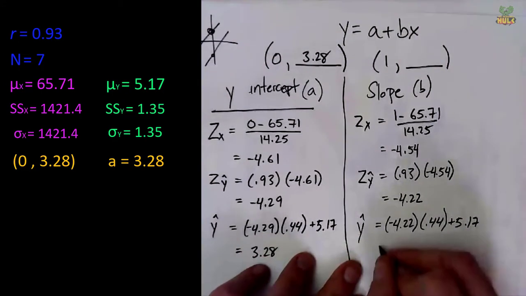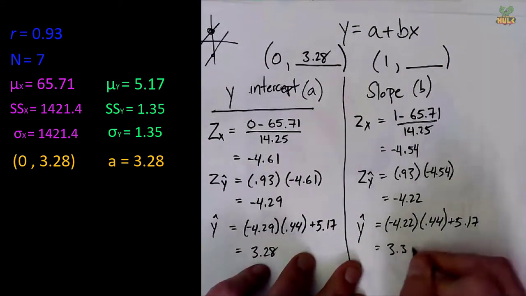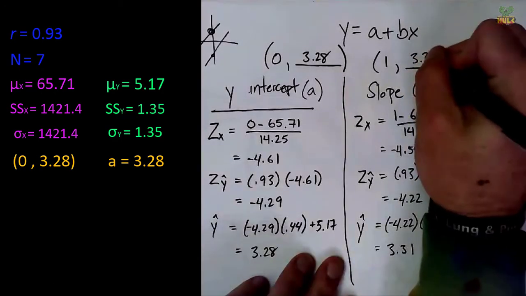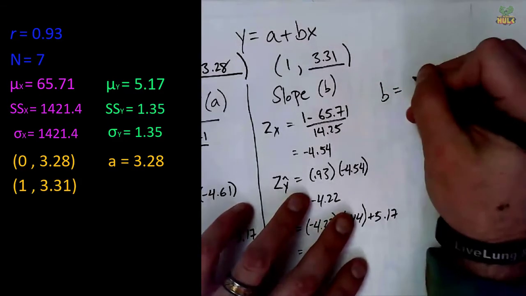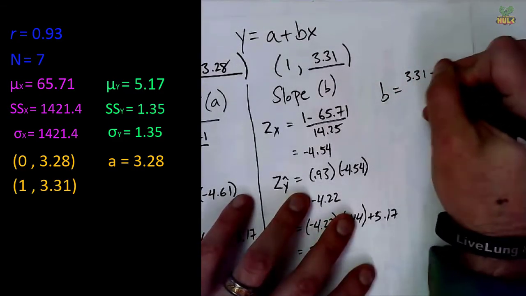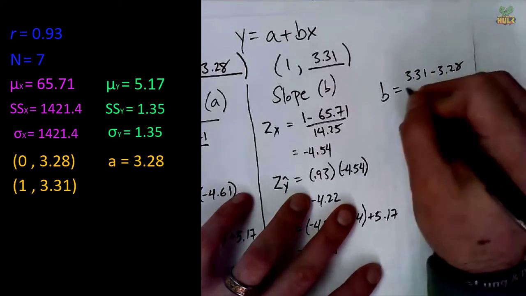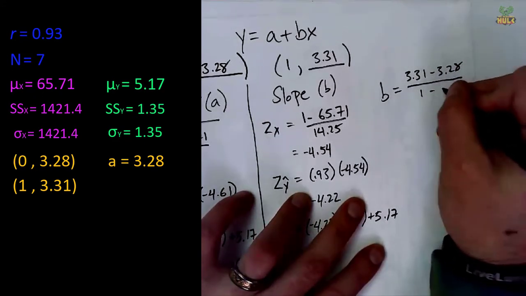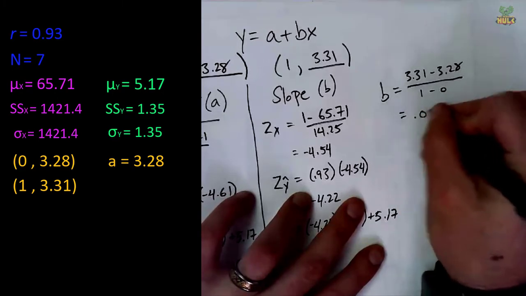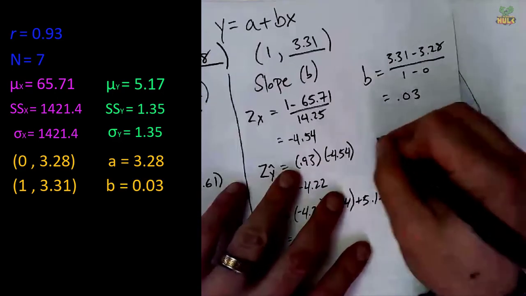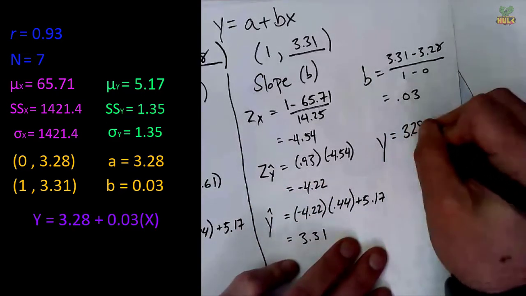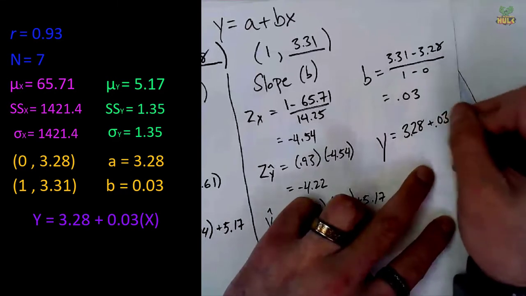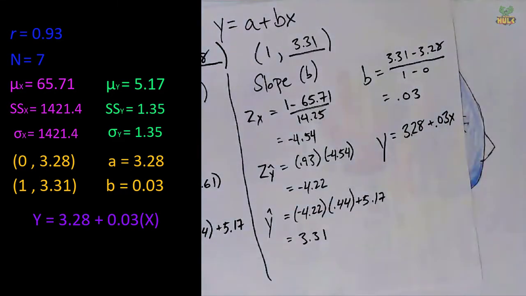Plus 5.17. That will give us a 3.31. Now, slope then is easy to calculate. Right, it's rise over run, so it's y2 minus y1 divided by x2 minus x1. Well, that's easy. Gives you 0.03, which means our regression equation then is y is equal to 3.28 plus 0.03x. All right, so we've created our regression equation.